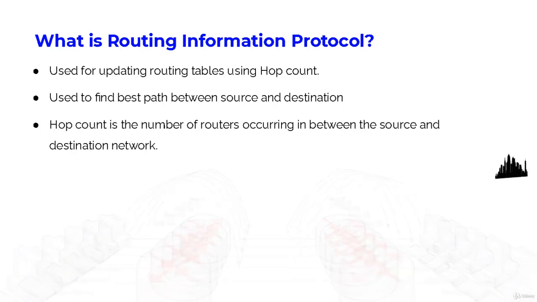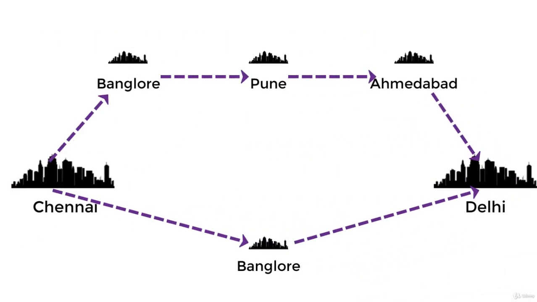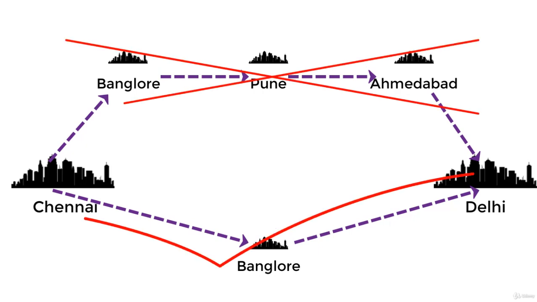in the routing table. For example, if you want to go from Chennai to Delhi, now there are two paths available. Let us consider first you go to Bangalore, then to Pune, then to Gujarat and then to Delhi. The second path is you start from Chennai, go to Bangalore, go to Delhi. So these are the two paths. Which path you will choose? Obviously the shortest path or the path with minimum hop count.